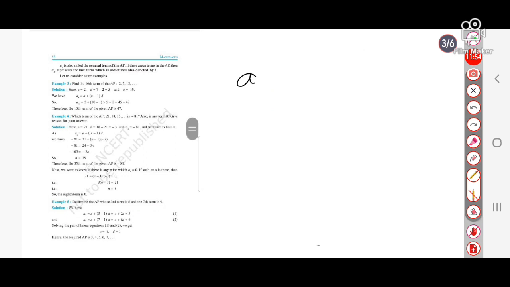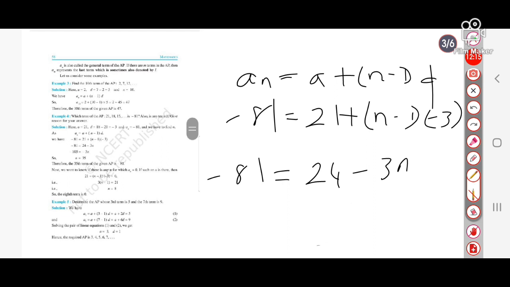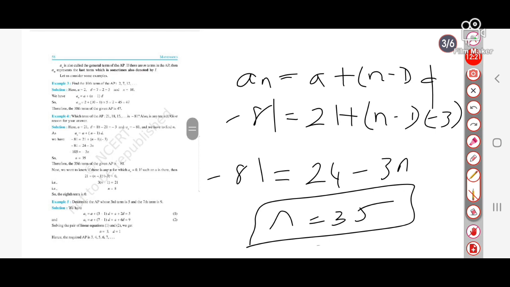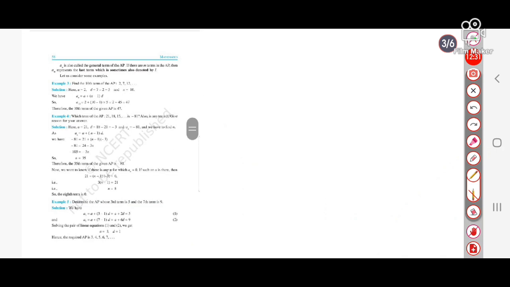So a_n equal to a plus n minus 1 into d. 21 plus n minus 1 into minus 3 is what they have given. Minus 81 is the value. So upon simplifying, minus 81 equal to 24 minus 3n. So n equal to 35. So the 35th term in the given AP sequence is minus 81, is what you have to conclude in the last. After doing this, the 35th term of the AP sequence will be minus 81.